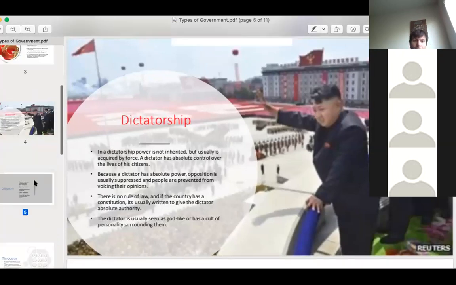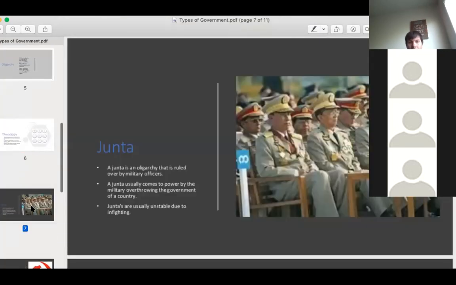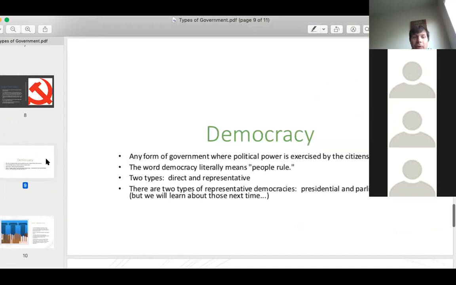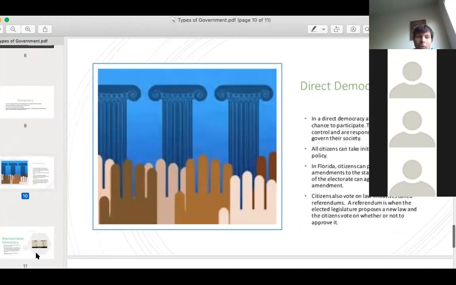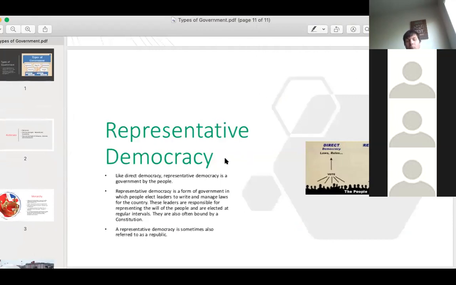It goes through an oligarchy, which is ruled by a small group. I have a few different types on there. This is a new one, but again, you guys will figure that out as you're going through it. Democracy is in green. There are two types, direct democracy and representative democracy. And what you guys will do in your groups is go through that and fill out this document.